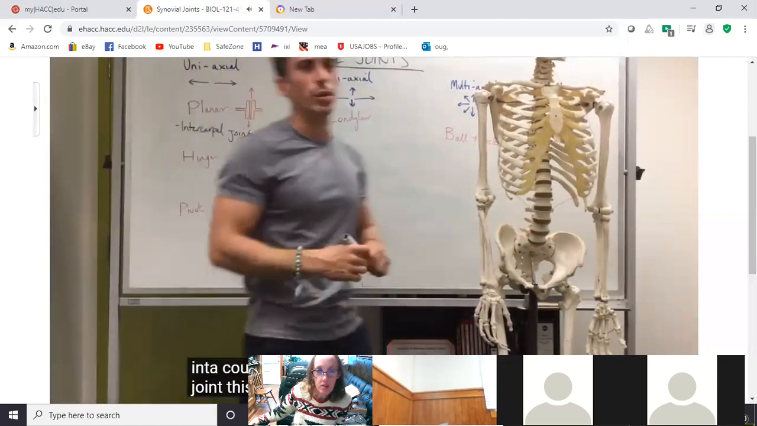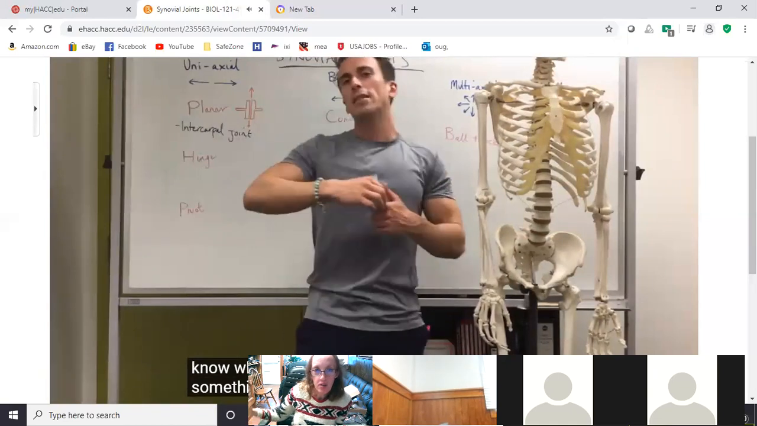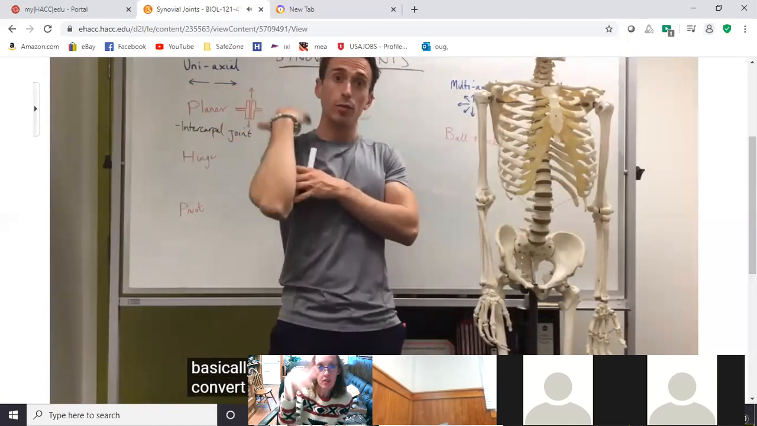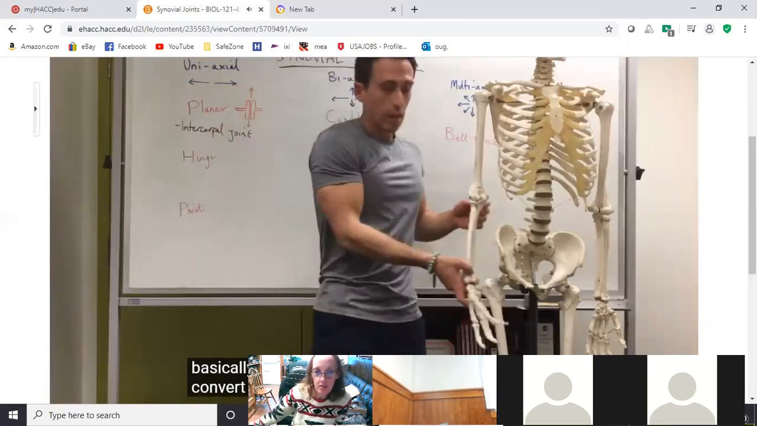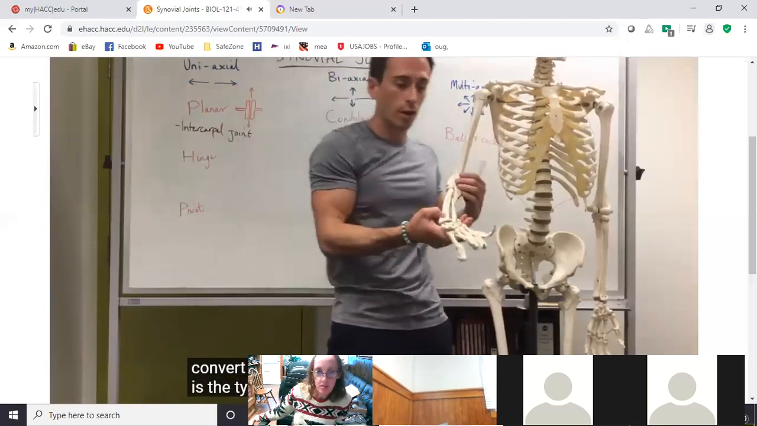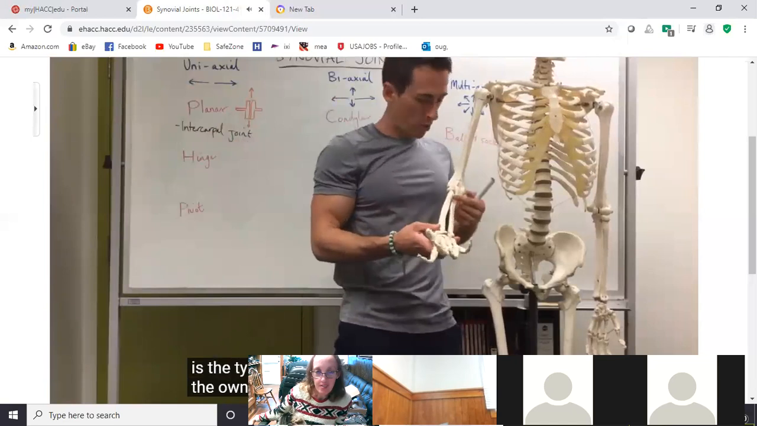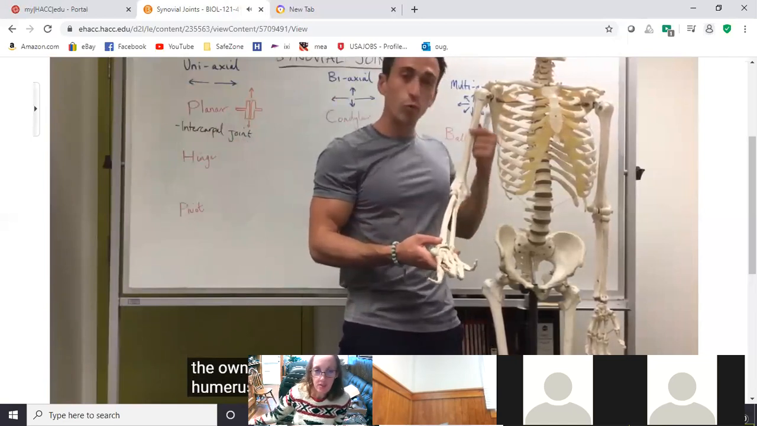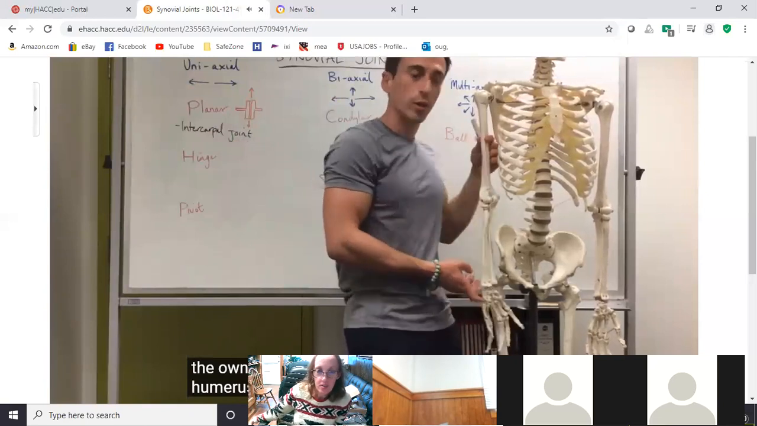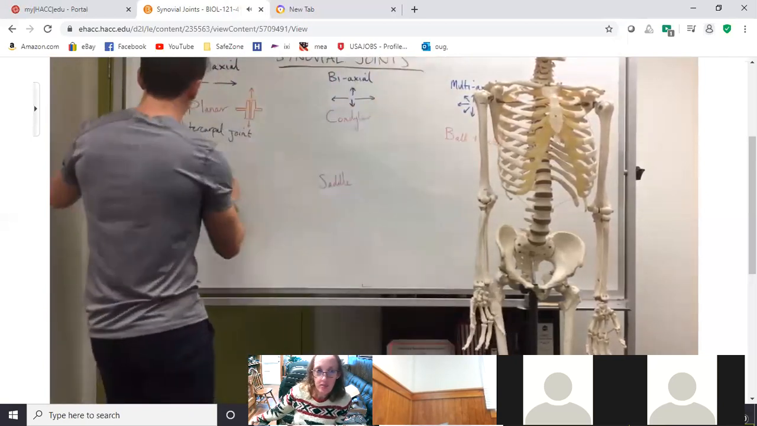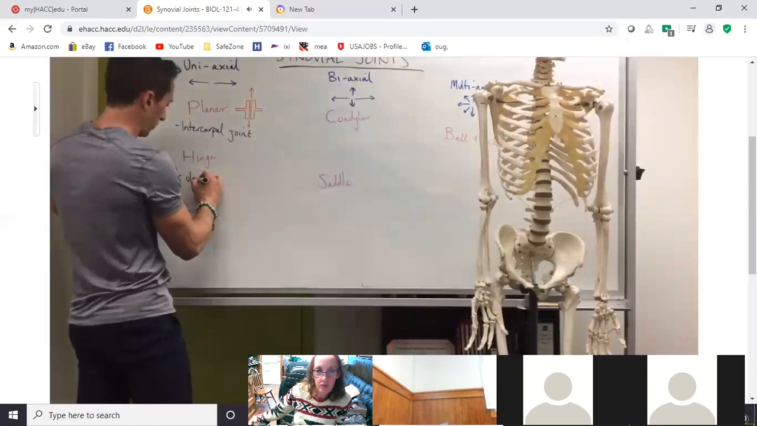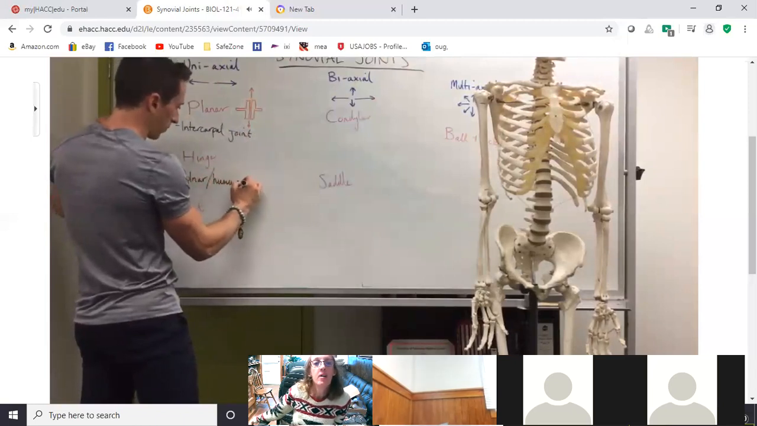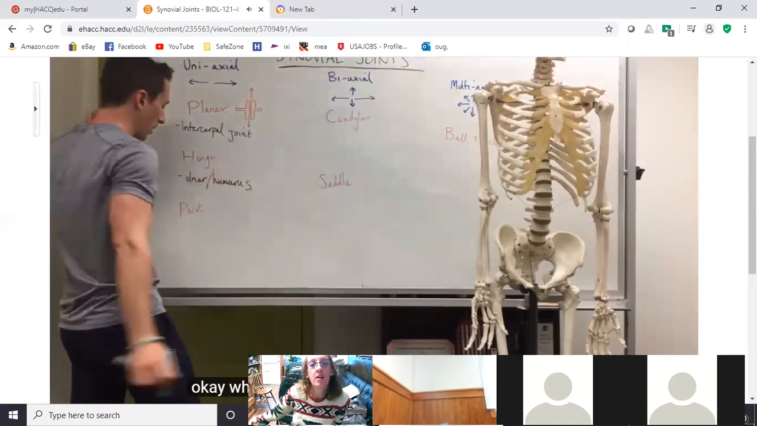What about a hinge joint? This one's pretty easy because you know what a hinge is. A hinge is something you can see on a door. And basically it moves the way my arm can move, which means that a hinge joint is the type of joint you'd find between the ulna and the humerus. So the ulnohumeral joint here is a hinge joint.